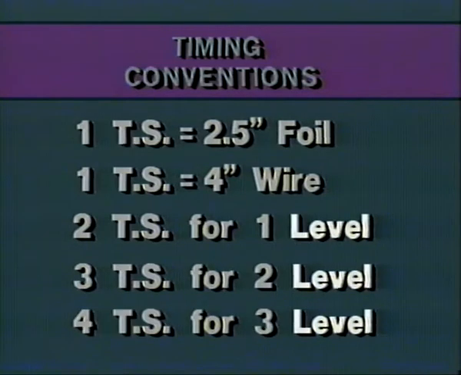The term level is used to describe the amount of logic circuitry in a chip. A 3-level chip has more circuitry than a 1-level chip. Therefore, it takes longer for a signal to go through a 3-level chip.